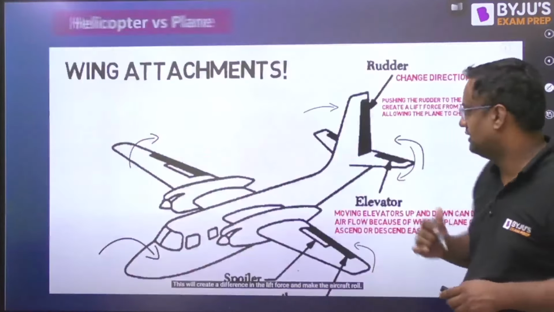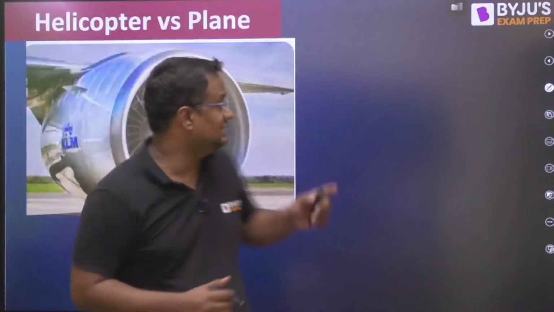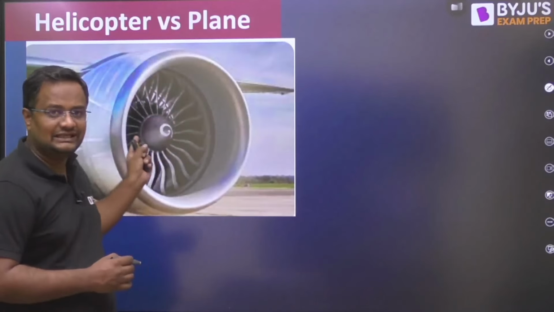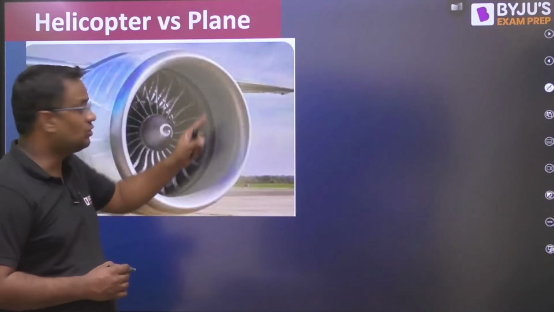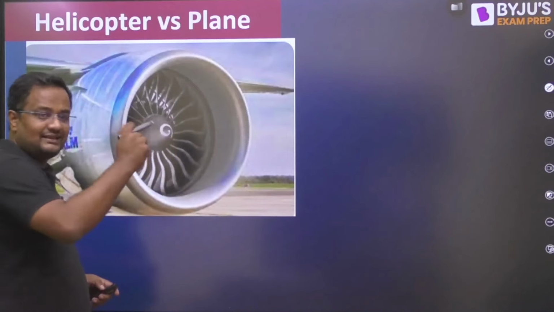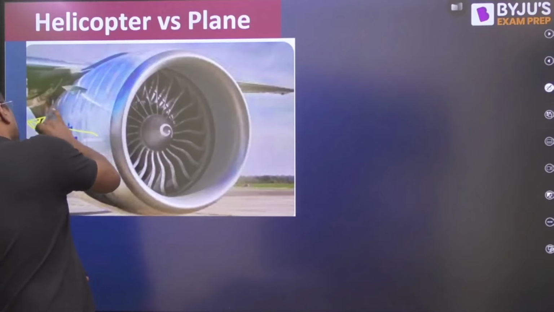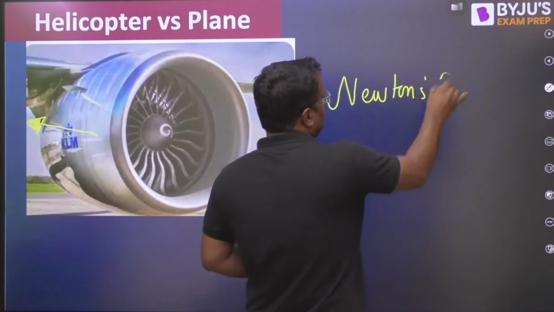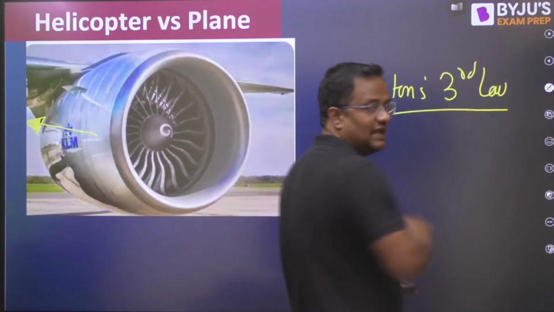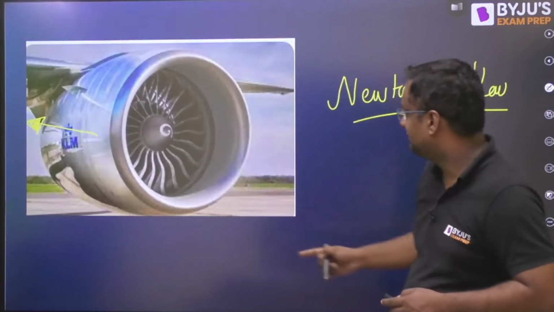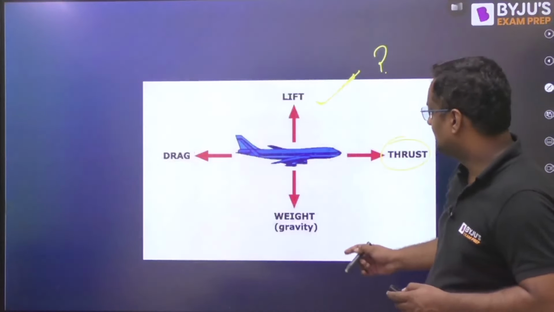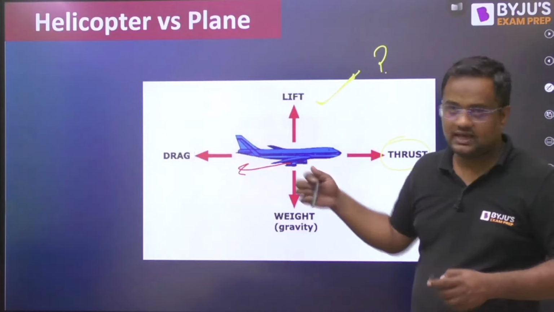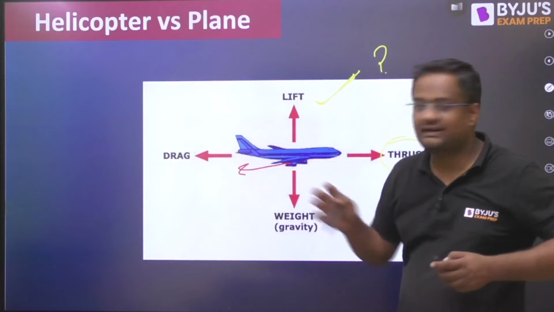the aircraft move forward. So guys, thrust is coming from these engines you have seen, generally beneath the wings. They will be rotating, sucking the air, and that air they will be pushing backward, from Newton's third law: every action will have a reaction. So when the engines are sucking the air and pushing the air backward, the thrust will be forward. And when the vehicle is moving forward, due to air friction, there will be drag as well.